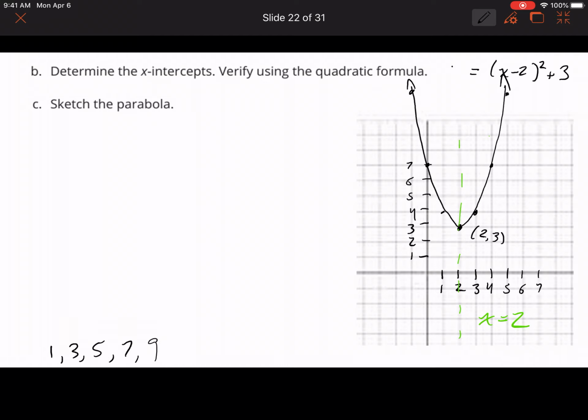So another way to do this, so first of all we need to finish B. So B, determine the x-intercepts, verify using the quadratic formula. So we know, since we've got a vertex of 2, 3, and we're opening up, that we're not going to have an x-intercept. But we want to verify this using the quadratic formula. So minus b plus or minus the square root of b squared minus 4ac all over 2a.